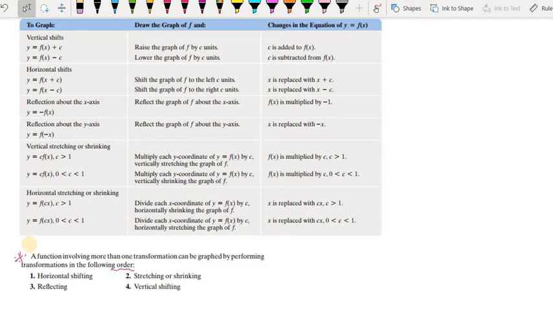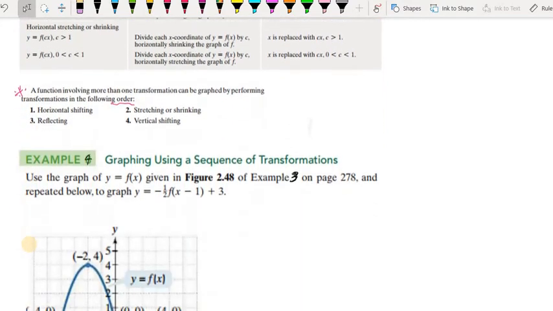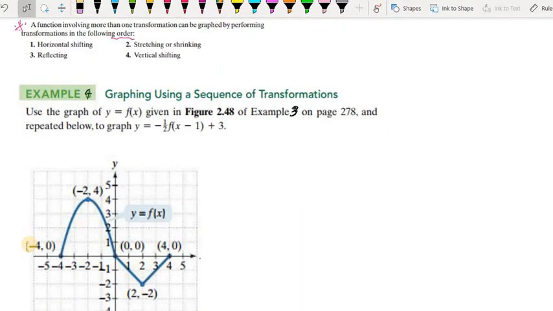Okay, so let's go ahead and work on one of these. So we have example 4. Using the graph, which we just used for the previous question, we want to graph y equals -1/2 f of (x - 1) + 3. Okay, this looks pretty complicated, so we're going to start with y equals -1/2 f of (x - 1) + 3. So this is what we want to do. Okay, I'm just going to rewrite it right here.